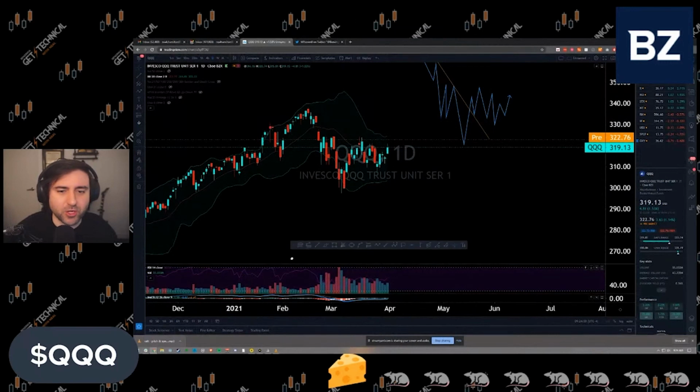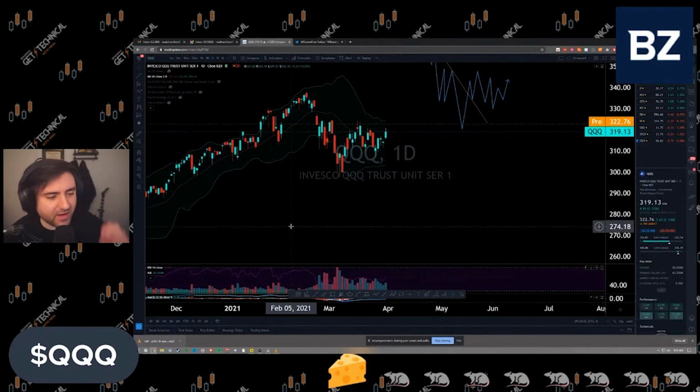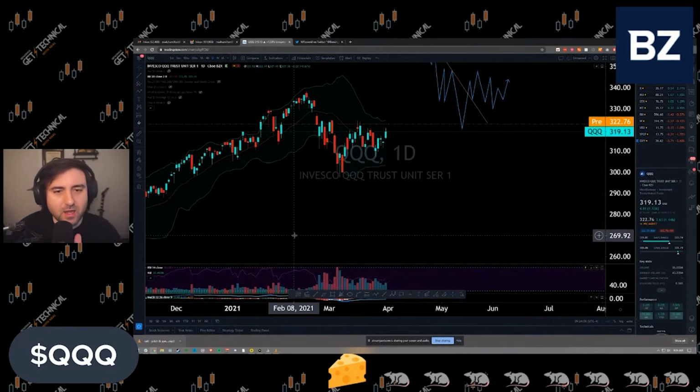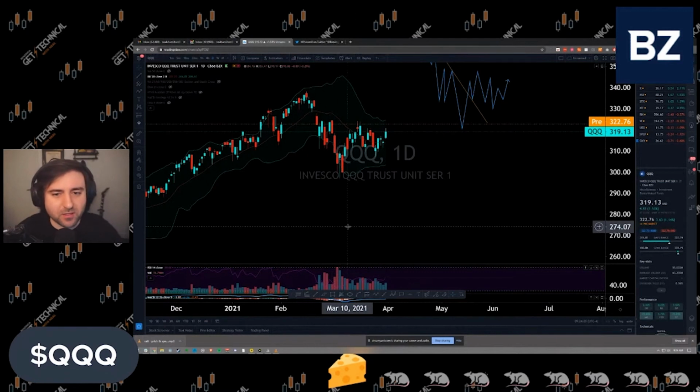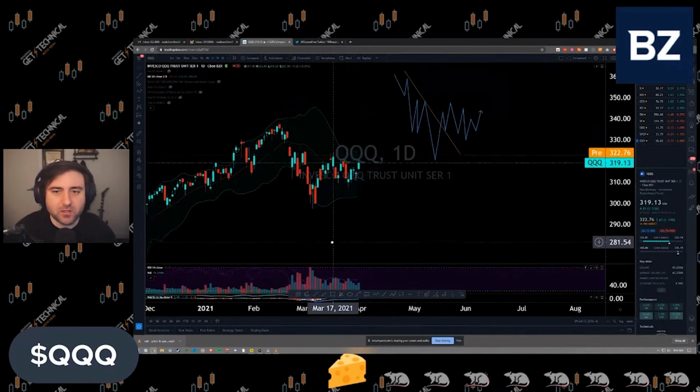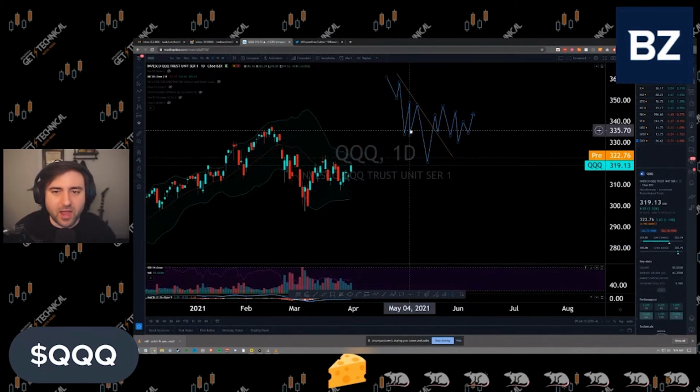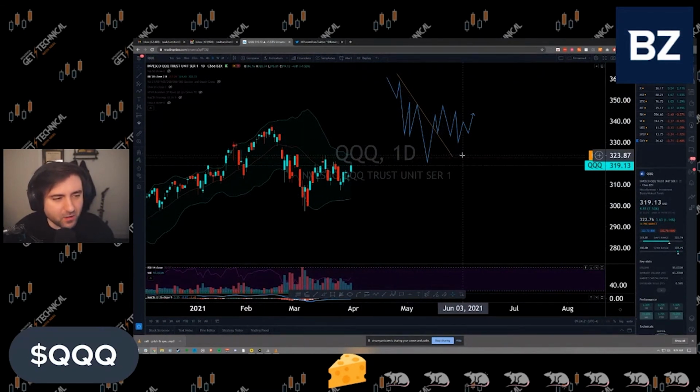But I want to look at this chart. I want to simplify things so that we can see. Okay, thanks, guys. I want to simplify the QQQ situation so that we can look at it from a pure trend analysis. So look what I've done here. I've drawn the swing lows and the swing highs in our trend to give us a very clear picture of the movement that we've been on.